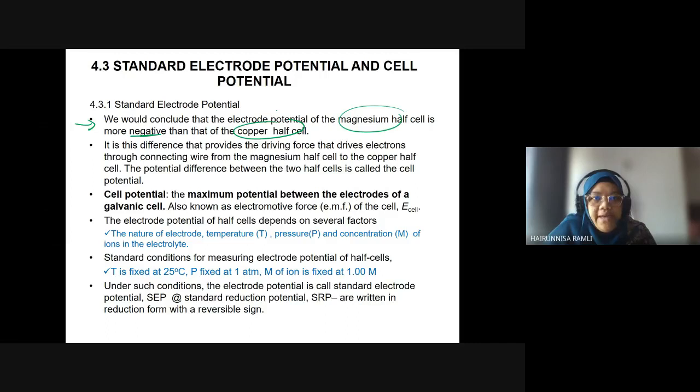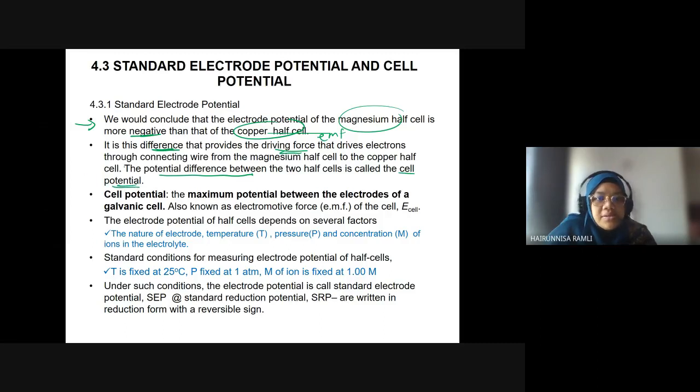Okay, so the value of the electrode potential ni adalah ni lah difference that provide the driving force, which is the value yang dalam bentuk EMF tu, value dia drive electron through connection wire from the magnesium to the copper. Okay, so the potential difference tu, perbezaan antara magnesium dengan copper tu kita panggil cell potential.